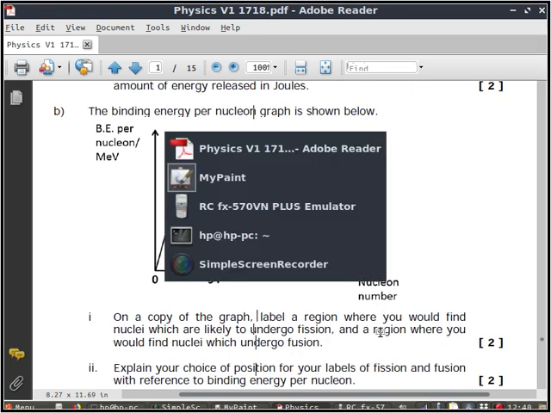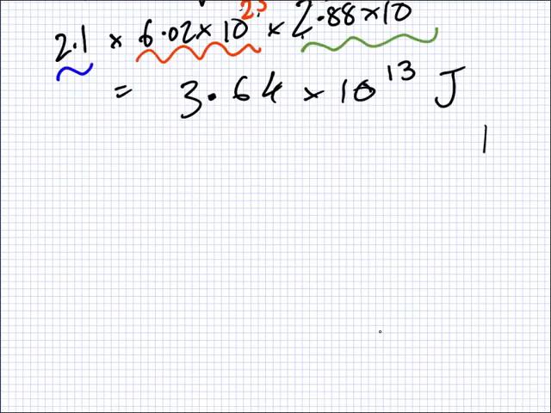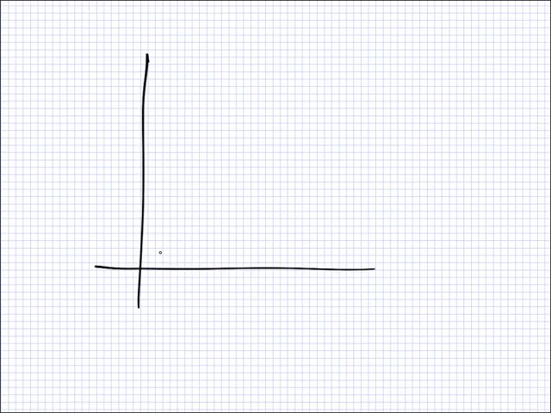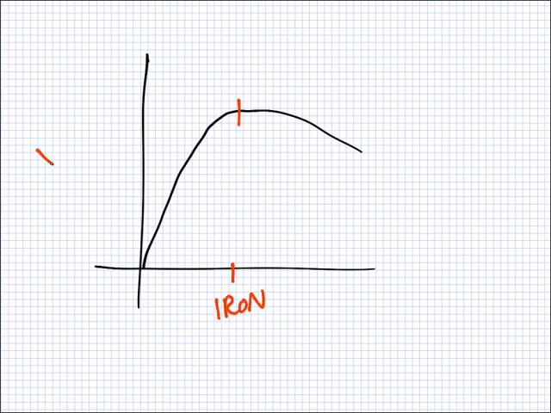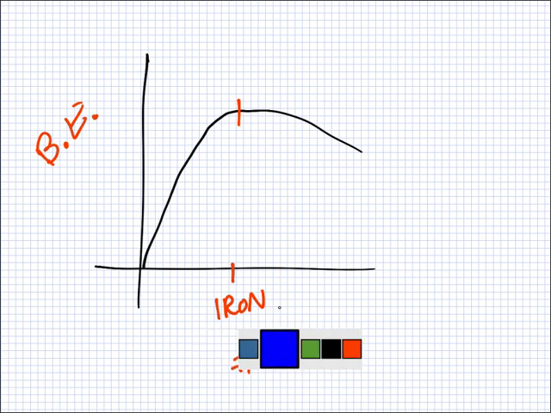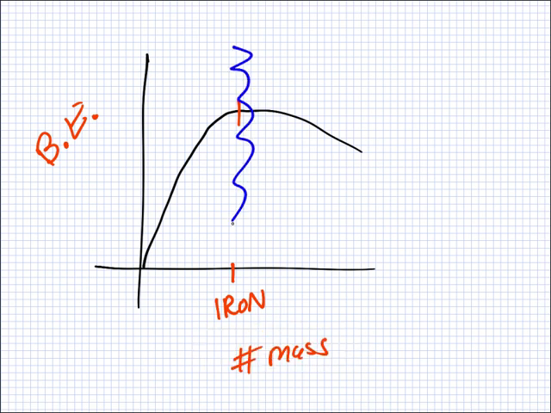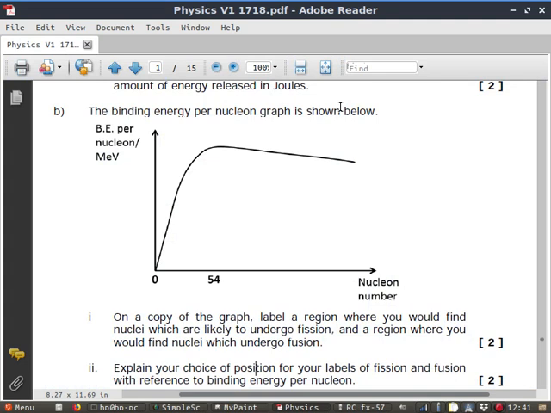So do you remember this one, Ben, on the graph? You have to mark in where it is fission and fusion. So here, what did we say this was? Iron, wasn't it? Yeah. And this is the binding energy, and this is the mass number, isn't it? So we said left side, fusion here, isn't it? Yeah. And fission on the right. Fine. Just draw this picture.